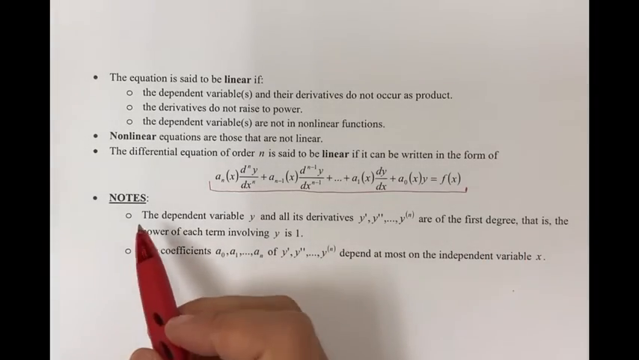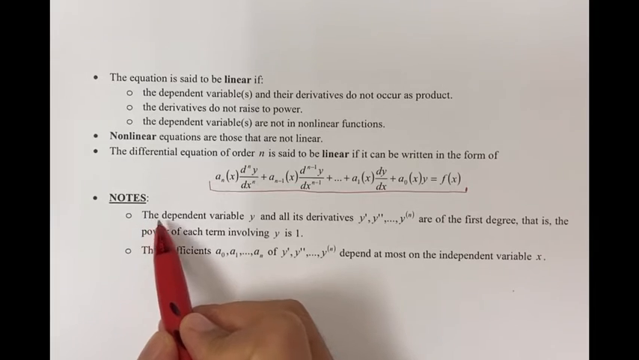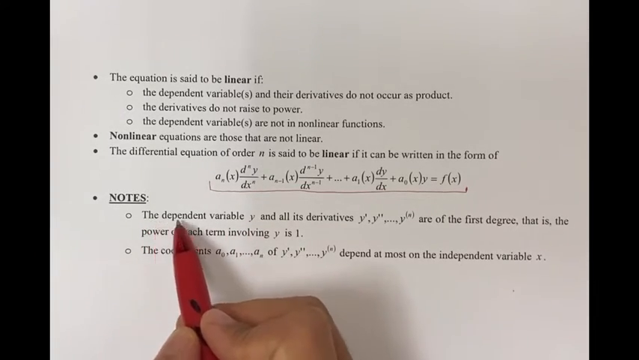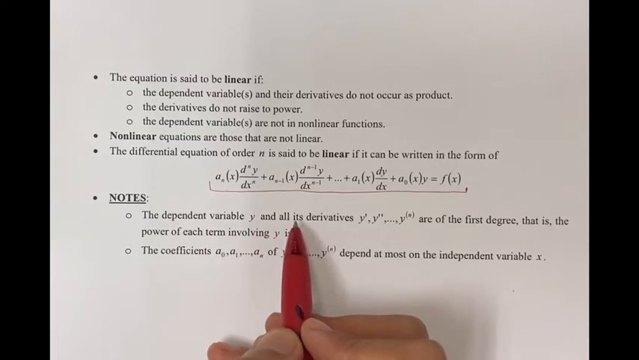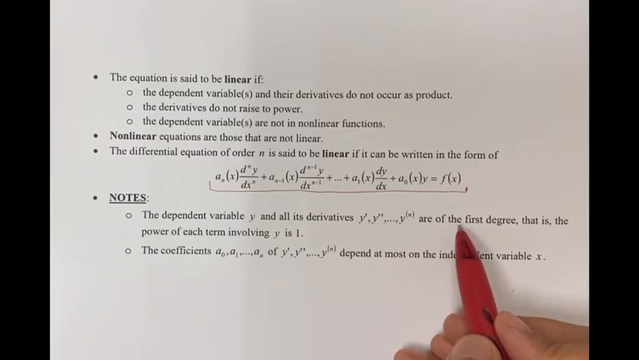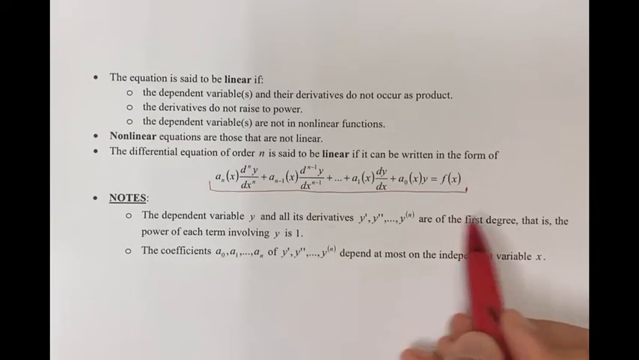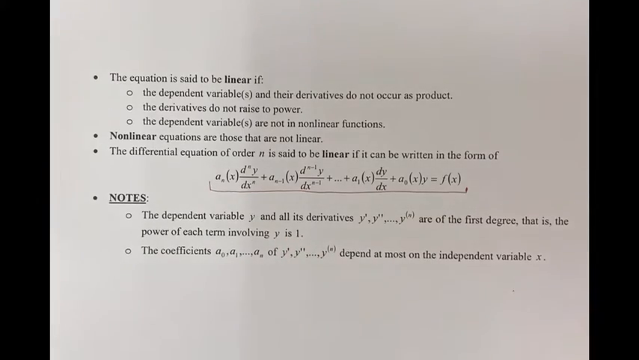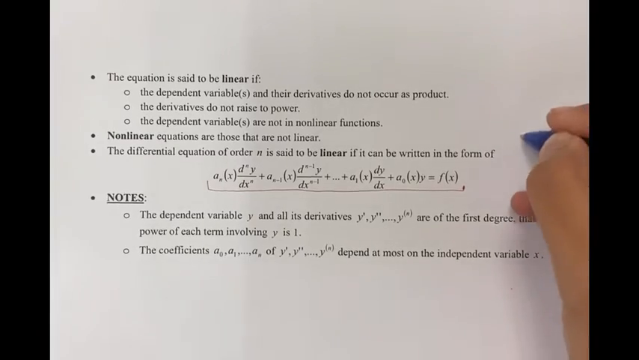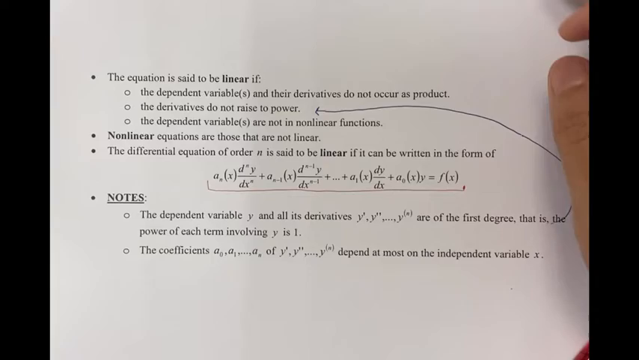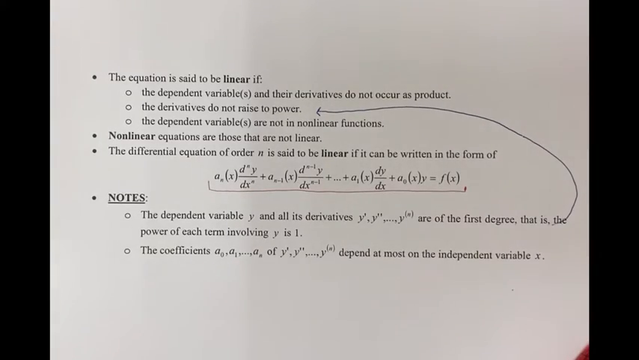In the notes here, first we have the dependent variable y, and all its derivatives y prime, y double prime until y^(n) are of the first degree. That is, the power of each term involving y is 1. So this reflects the second condition: the derivative must not be raised to a power.